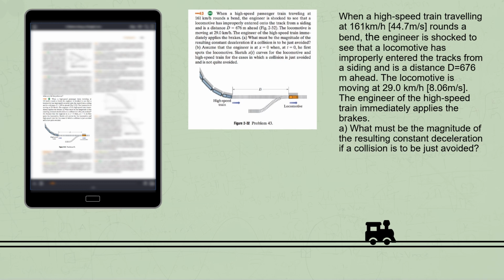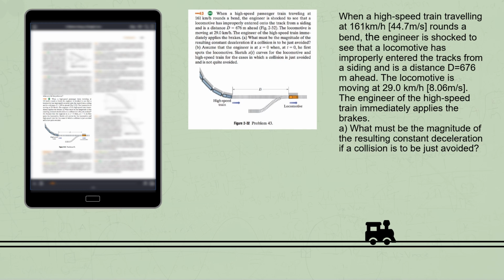The engineer of the high-speed train immediately applies the brakes. What must the magnitude of the resulting constant deceleration if a collision is to be just avoided? Now, I'd really encourage you to pause the video, think about what the problem is asking, come up with your own model, and draw a diagram of it.